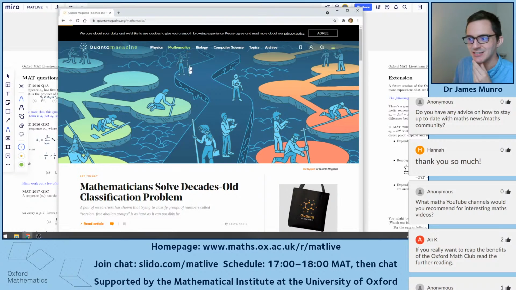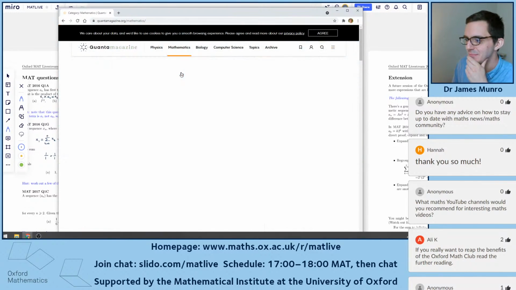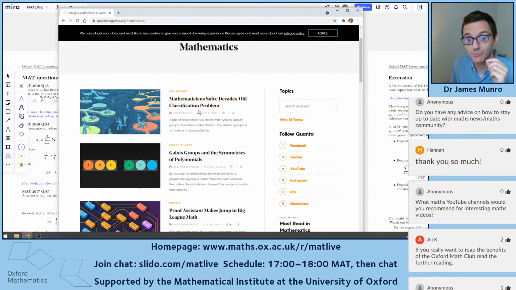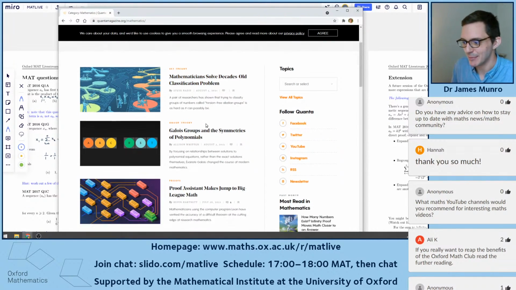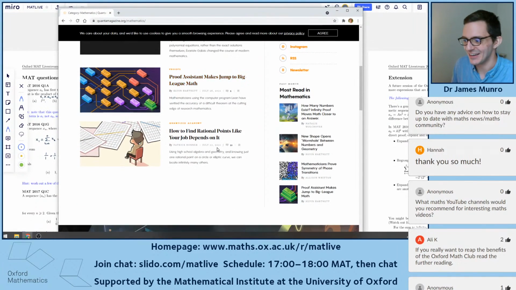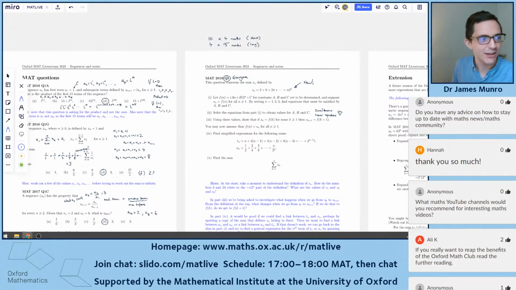It's got mathematics news and information, and it's really well written. If you want to stay up to date with what's going on in maths, decades old classification problems, it's sort of well written that you'll understand something about what's going on. Galois groups, proof assistants, rational points like your job depends on it. I think the articles are really nice in Quanta Magazine. Yeah, cool. Good, right, okay. It's an experimental new bit of the live stream where I show you websites.